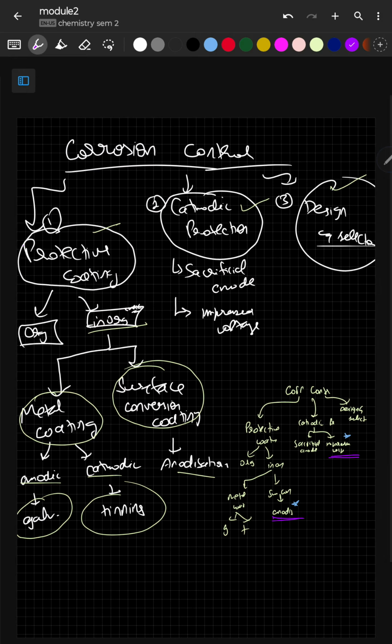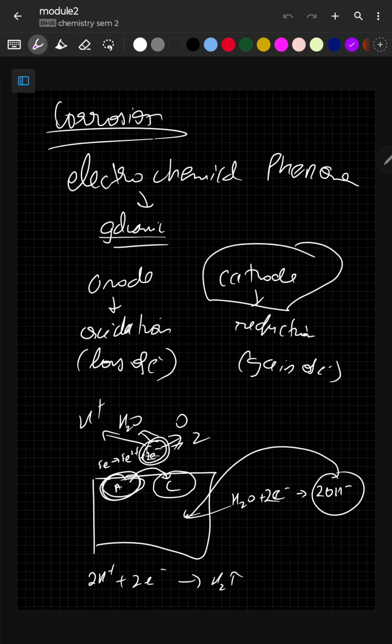Corrosion control techniques: protective coating, cathodic protection, design and selection. Protective coating, two types: organic and inorganic. Inorganic is further divided into two types: metal coating and surface conversion coating. In metal coating, you have galvanization and tinning. In surface conversion coating, you have anodization. Cathodic protection, again two types: one is sacrificial anode and one is impressed voltage method. And then design and selection.